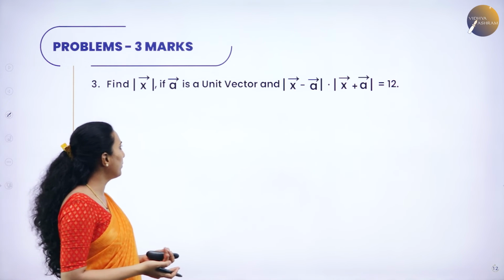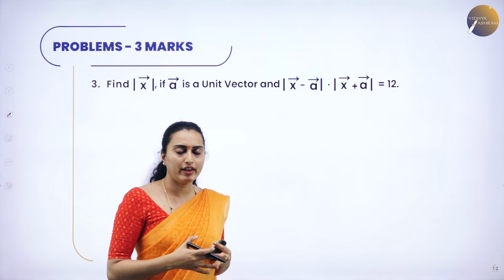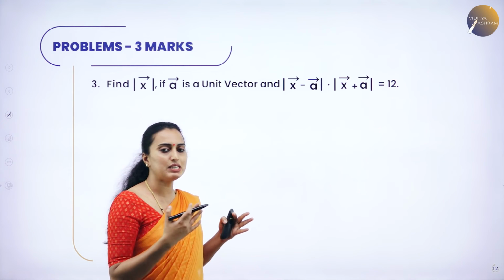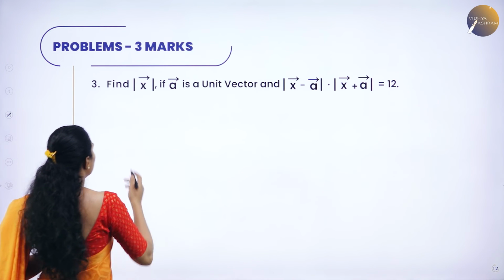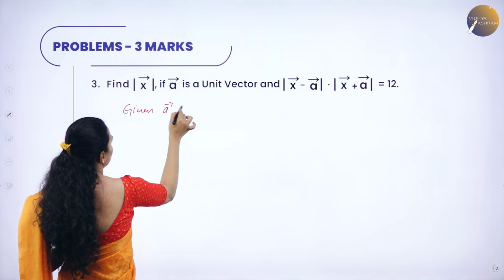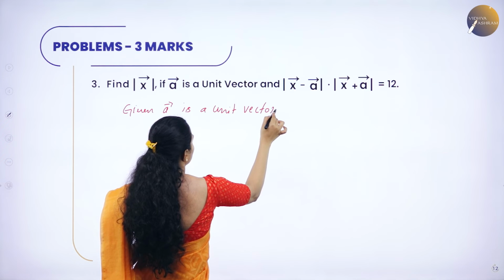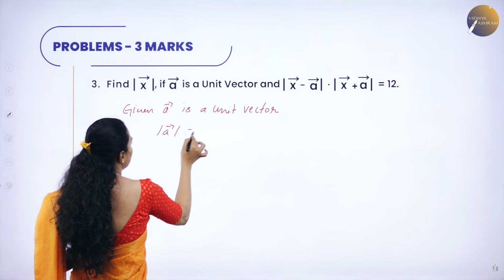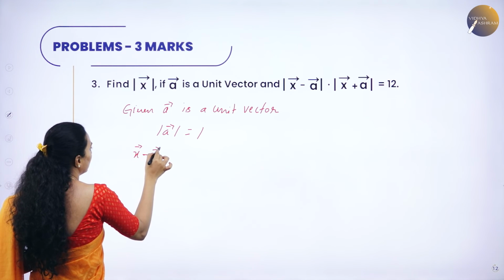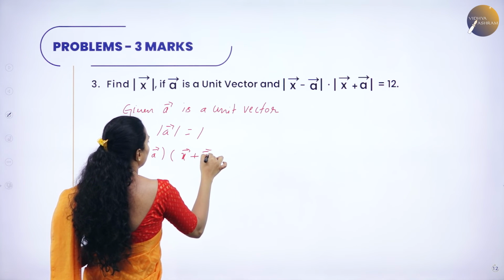What they have asked: find magnitude of x vector if A vector is a unit vector and x vector minus A vector dot x vector plus A vector is equal to 12. Similar type of problem I have taken here. So if A vector is a unit vector, magnitude of A vector will be equal to 1. What they have given? x vector minus A vector into x vector plus A vector is equal to 12.